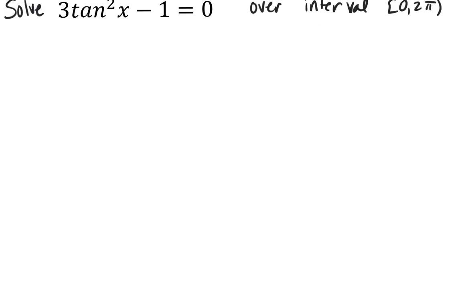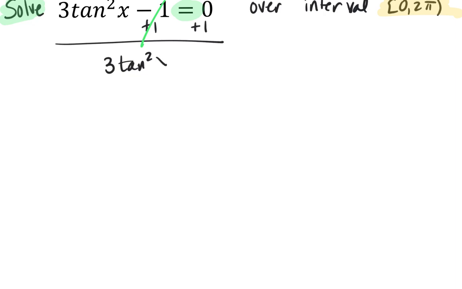In this next example, we're being asked to solve 3 tangent squared x minus 1 equals 0, but over the interval from 0 to 2 pi. So we don't have to have an infinite number of solutions, only the solutions within that interval. Okay, so again, I'm noticing I'm being asked to solve an actual equation. I'm not being asked to verify an identity. When I'm solving an equation, I can do whatever I want as long as I do the same thing to both sides of the equation. So I'm going to go ahead and add 1 to both sides, divide through by 3.